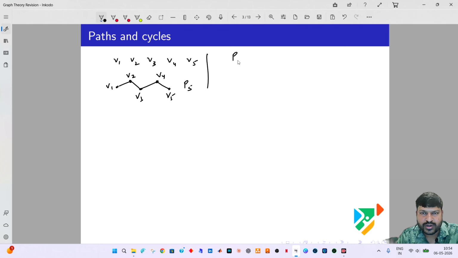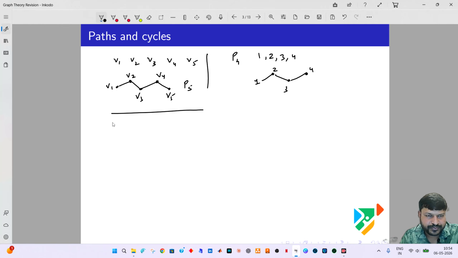We can also draw P4. So this will be like 1, 2, 3, 4. What does this mean? 1 is adjacent to 2, 2 is adjacent to 3, 3 is adjacent to 4. So it is your choice how you label it. I will give one more example with a different label: 3, 1, 2, 5, 4.